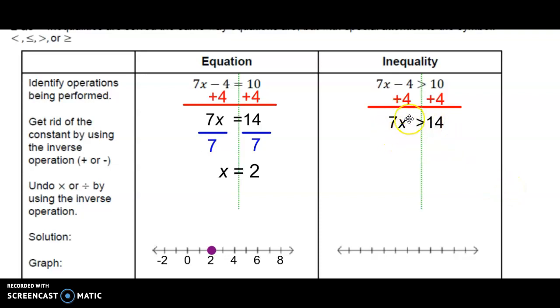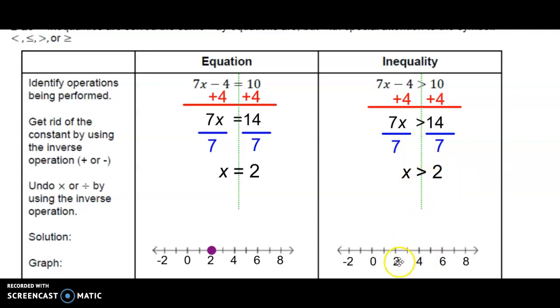Again, I need to get my variable isolated, so I'm dividing by 7 on both sides. We're left with 1x is greater than 2. Now graphing this is a little bit different.